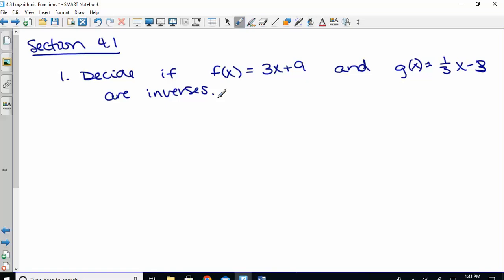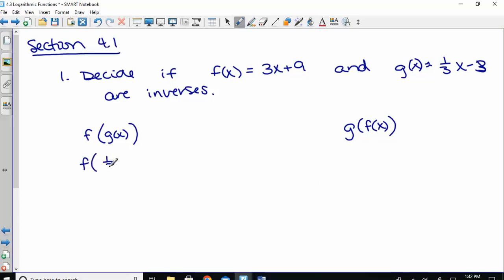Yes. The actual definition, the way our book told us we need to do it, is do the compositions. Inverses should cancel each other. So f composed with g and g composed with f should both equal x. You have to check both, but if one of them doesn't equal x, is there any need to check the other one? No, because then we know for sure they're not inverses.